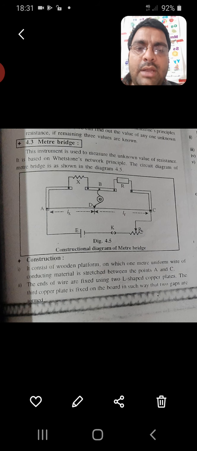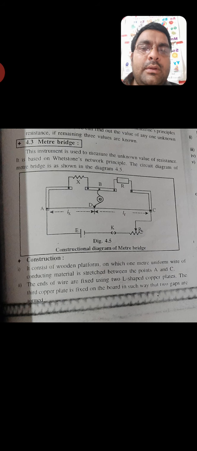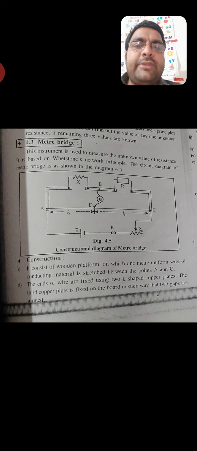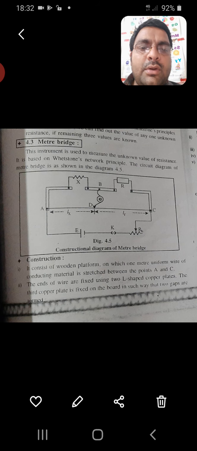Now second point, the ends of the wire are fixed using 2 L-shaped copper plates. These are what we are seeing in this diagram, L shape, which is the copper plate. The third copper plate is fixed on the board in such a way that 2 gaps are formed. Now you can see that in one gap unknown resistance X is connected, and in the other gap resistance box R is connected. You can see in the diagram.